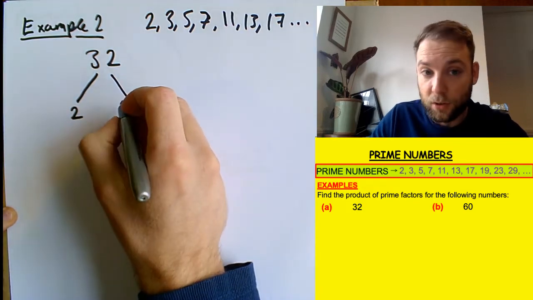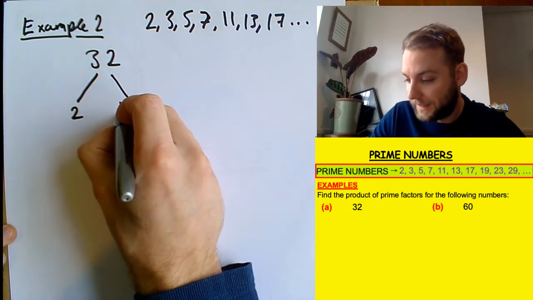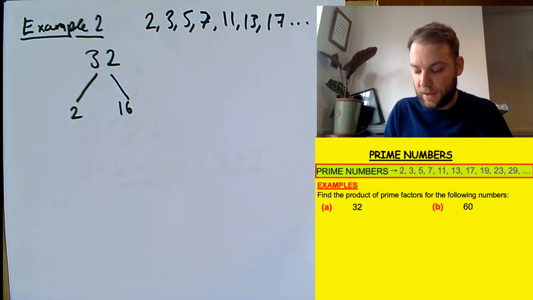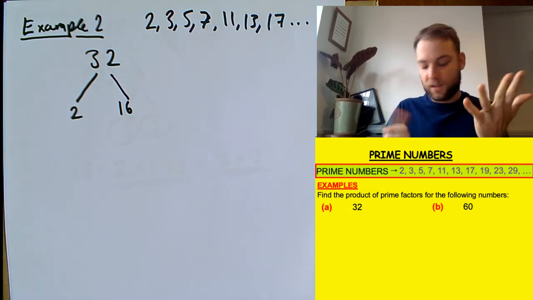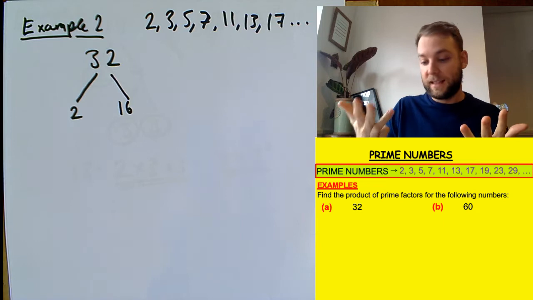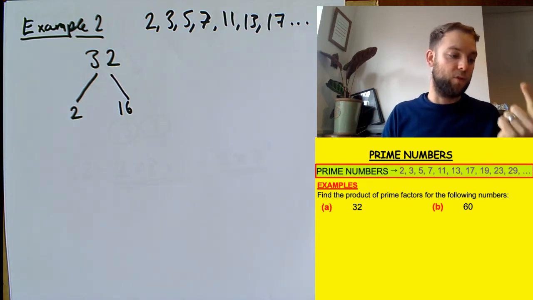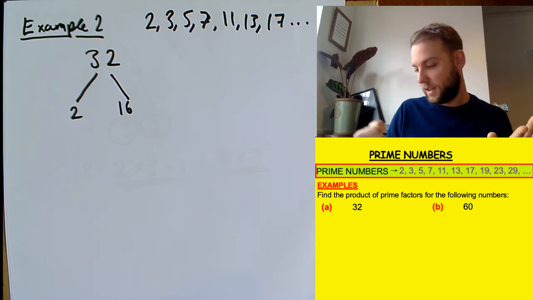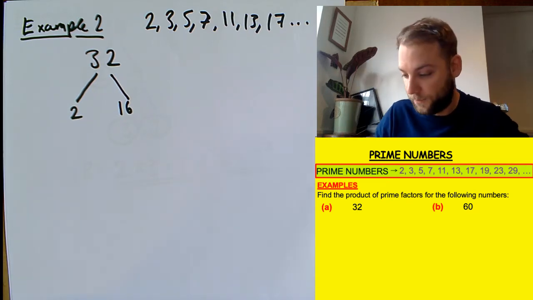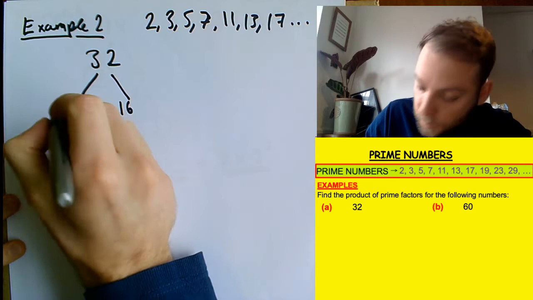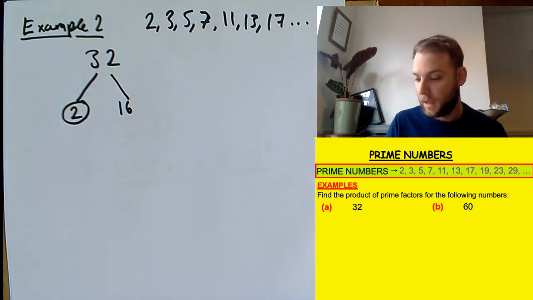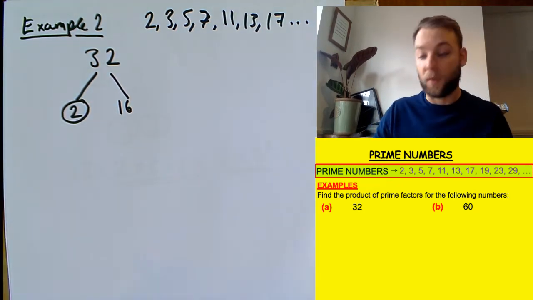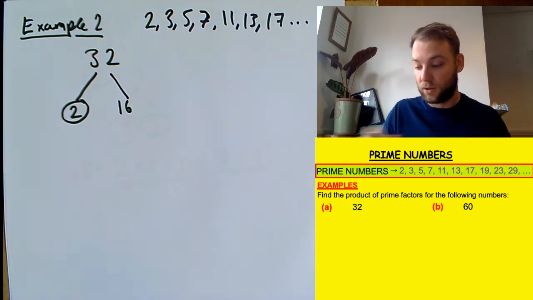And how many times does 2 go into 32? It goes in 16 times. Let's just check that: 2, 4, 6, 8, 10, 12, 14, 16, 18, 20, 22, 24, 26, 28, 30, 32. 16 times. 2 is a prime, so I'm going to circle that. Now, I can break 16 down further. I'm not circling 16 because it's not a prime.